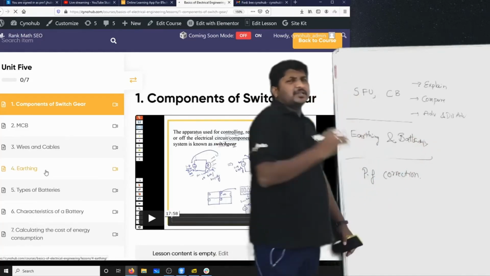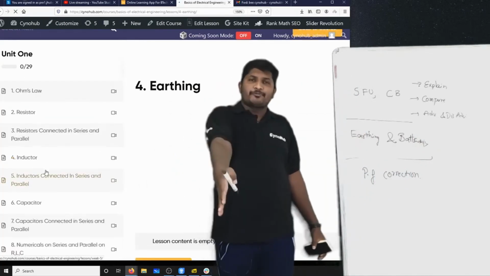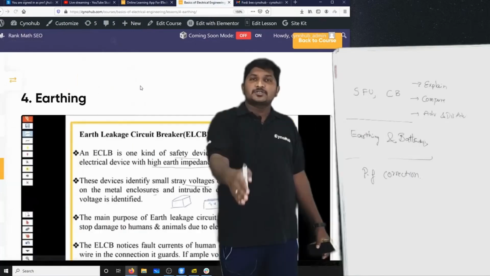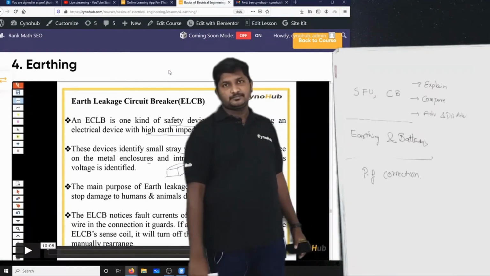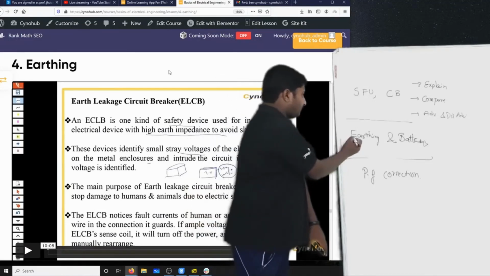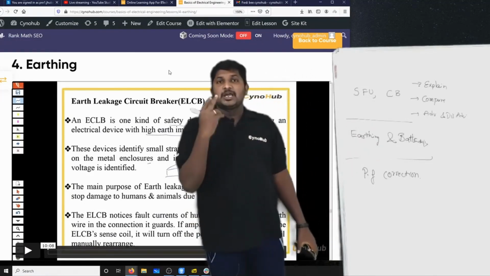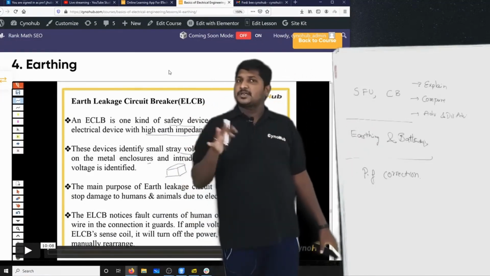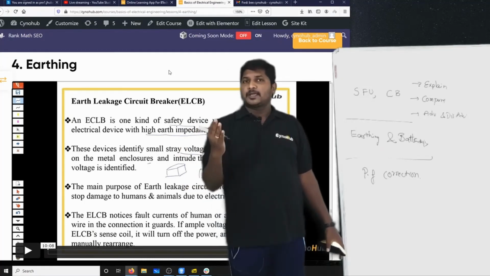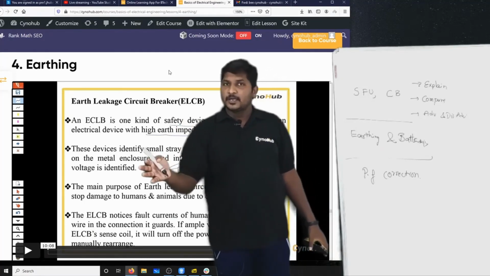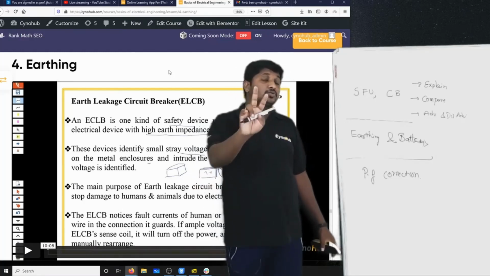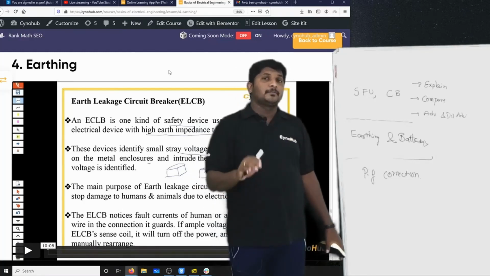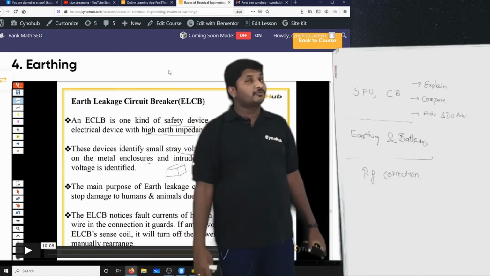Now come to earthing and batteries. Normally for earthing they will ask what is the purpose of earthing, or what are the advantages of earthing, and what are the methods of earthing. Here for earthing they will ask 2 models. Advantages or purpose, purpose and advantage, those are all the same. Purpose or advantages of earthing, and what are the methods of earthing. Those are the 2 questions. Purpose and methods of earthing.